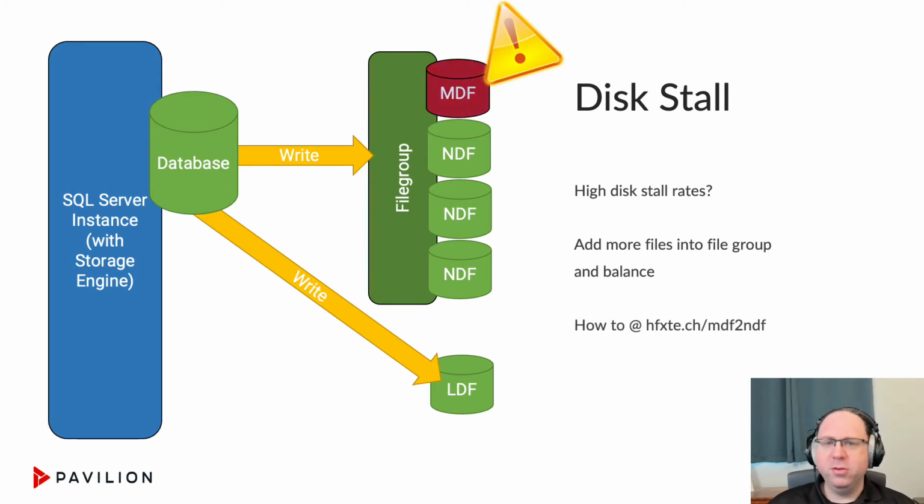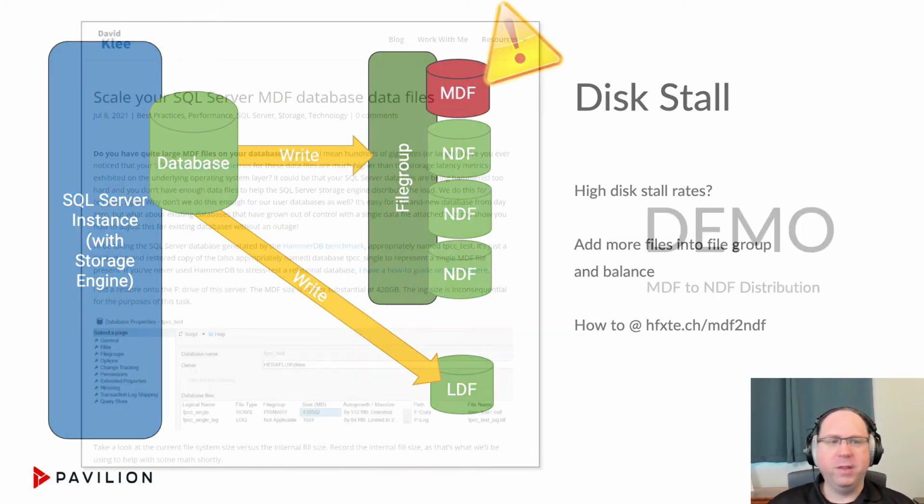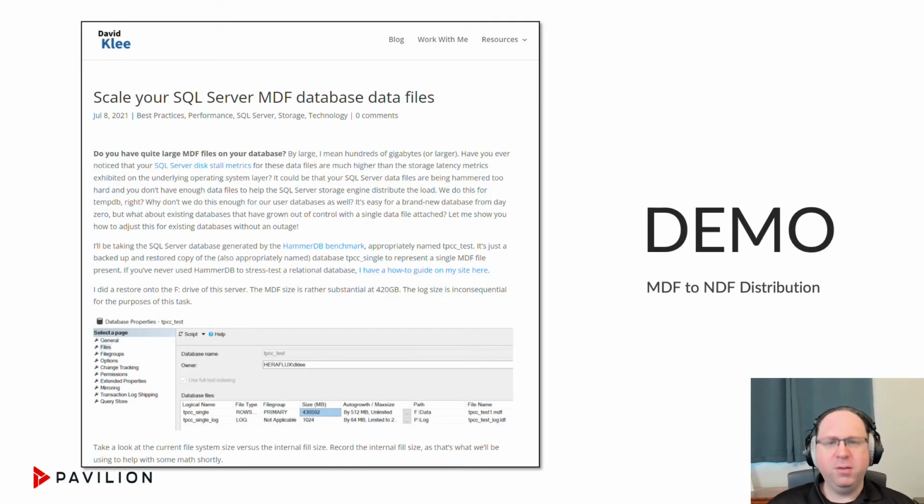We do have a how-to guide out here, hfxt.ch/mdf to ndf. We have a methodology for how to add more data files and tell this thing to load balance and spread all the data out. If you just add another data file in there, the database engine is going to try to round robin and go, well, we got an empty one and everybody else is pretty big, so we're just going to keep writing this new one. You may actually make it worse until that rate of data actually fills and meets everybody else, and then it'll start to load balance round robin. So let's take a good look at how to do this.